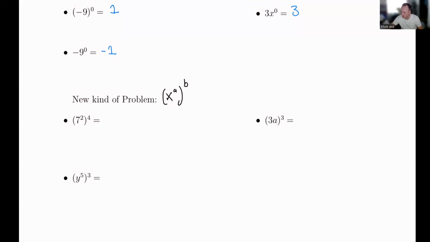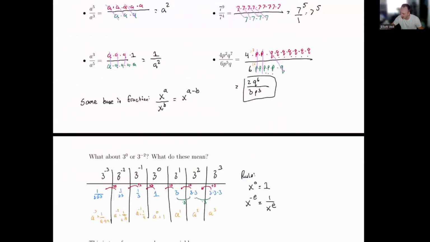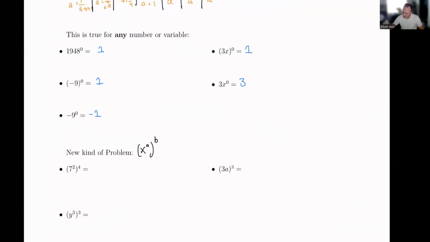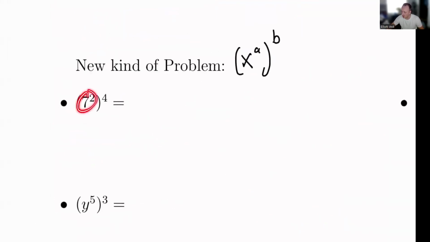Before we go, this looks different than, say, these problems. These problems had two things you're multiplying together, whereas this one has one thing we're exponentiating again. You might remember the rule, but again, we rely on the same thing we did before. When in doubt, write it out. So I'm going to write out this base thing to the 4th power.